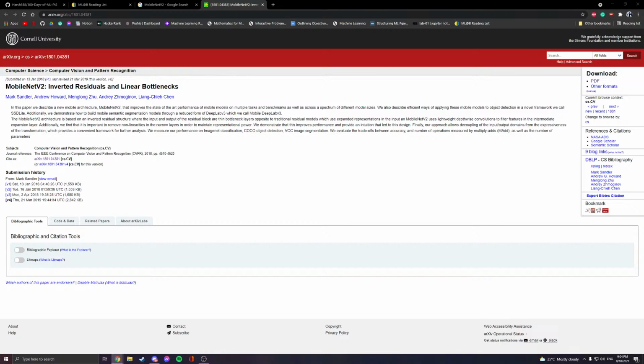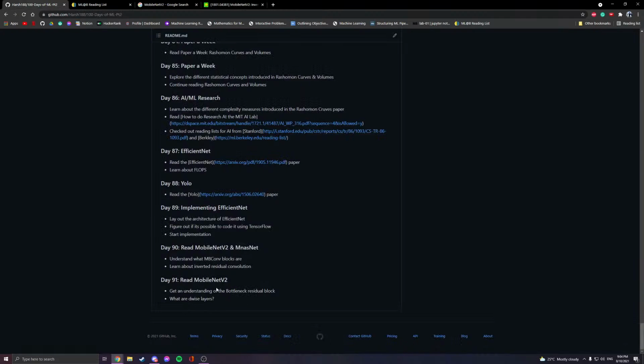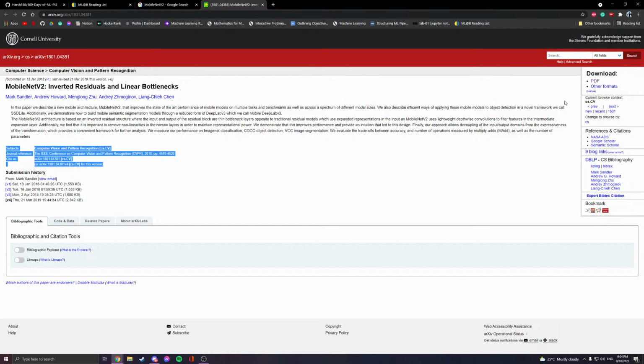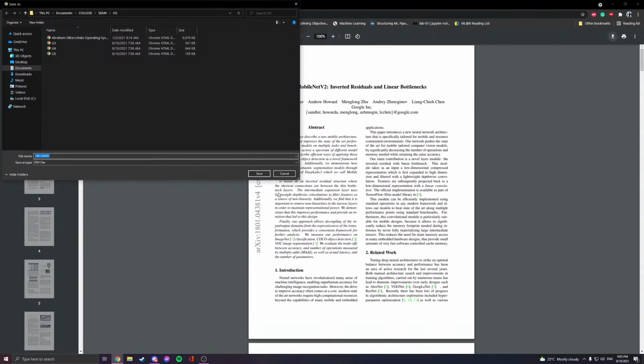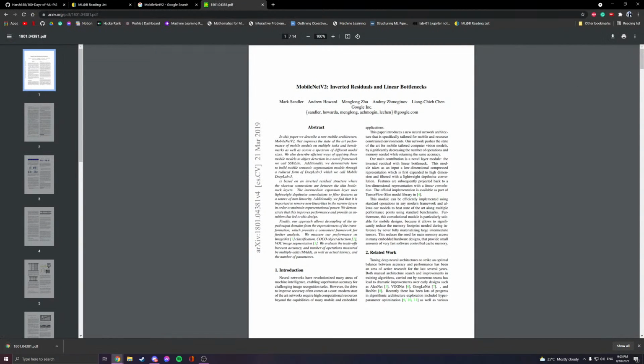Okay, so 100 Days of ML, it's day 91, and I'm going to be exploring the linear bottlenecks and the inverted residual layers of MobileNet. So I'm going to open up this paper here. I need a copy of this on my iPad, so I'm going to go ahead and download and upload this onto my iPad.